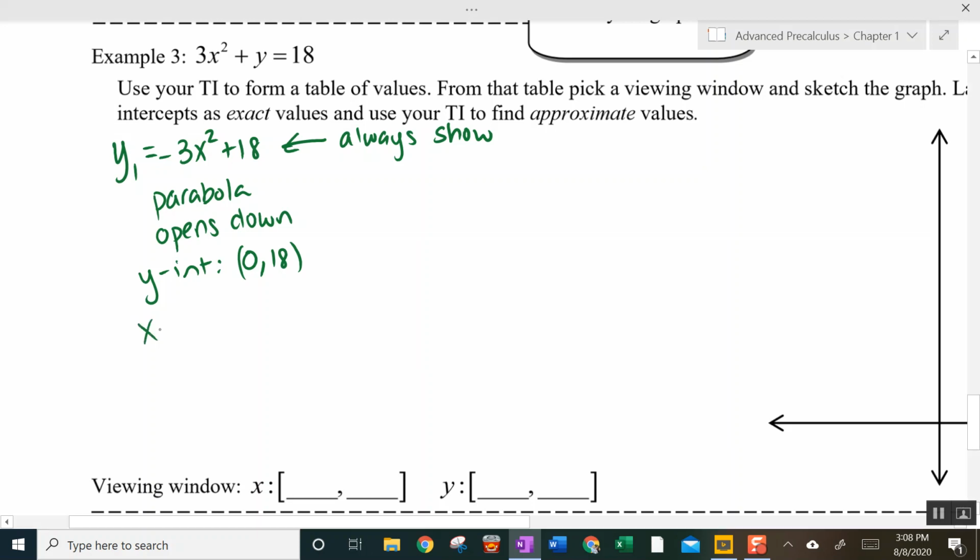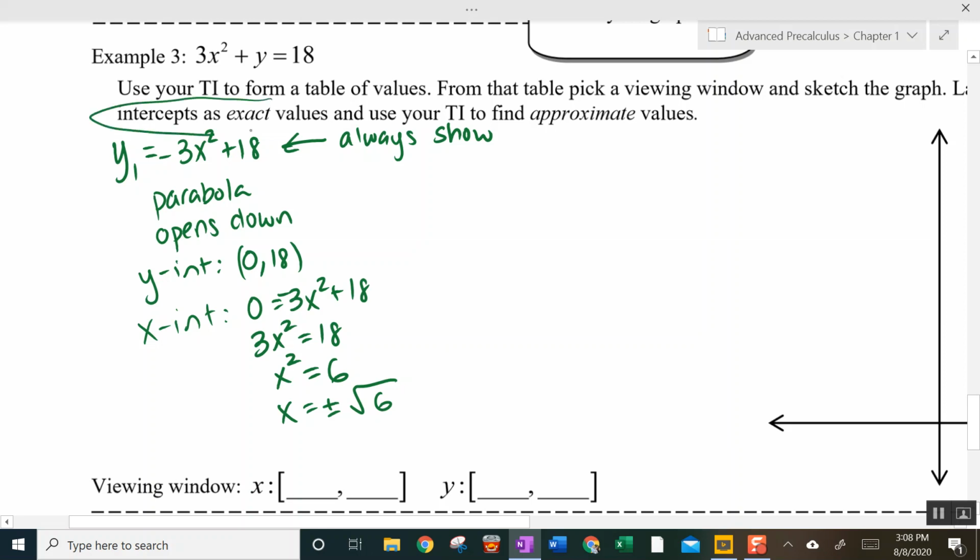Likewise, we're going to find our x-intercept. We're going to let y equal 0. If we let y equal 0, we wind up getting 0 equals negative 3x squared plus 18, or 3x squared is equal to 18. Divided by 3, we get x squared equals 6, and square root in both sides. Make sure you have a plus or minus in there. This is an exact value.